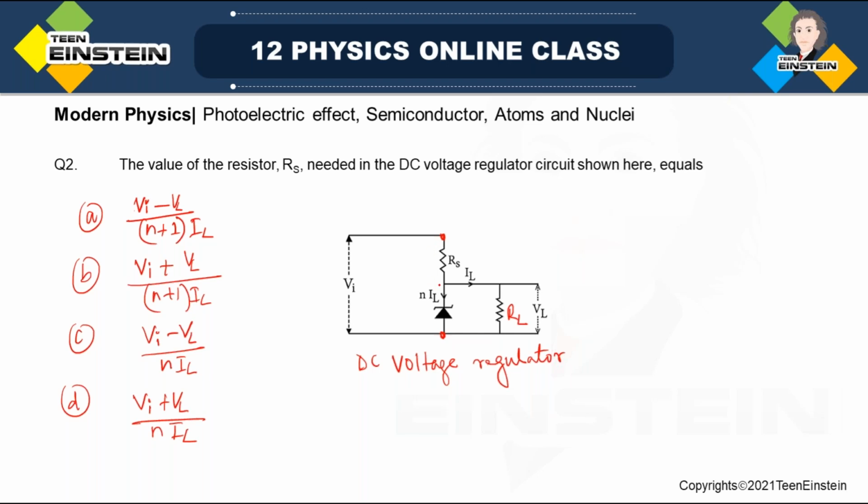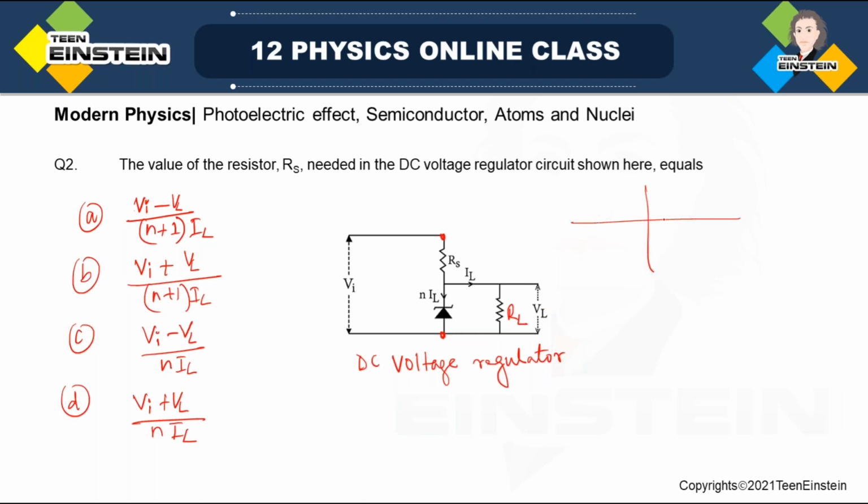So in this regulator circuit, generally this input can fluctuate. If we directly use this input VI for the appliances, then they may not work, and sometimes they may get damaged also. That's why the voltage across the Zener diode, this VL, is always a stabilized voltage. VL doesn't change at the breakdown.